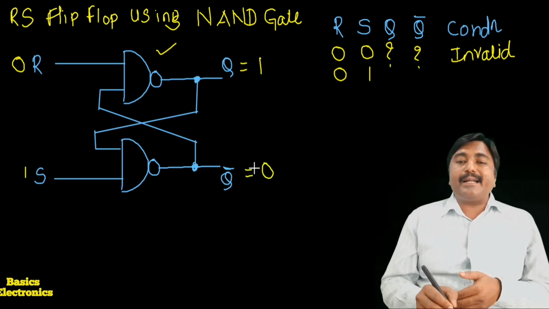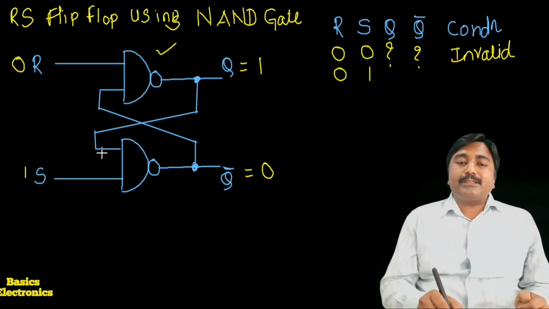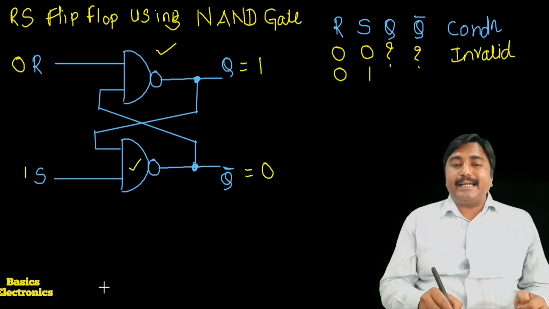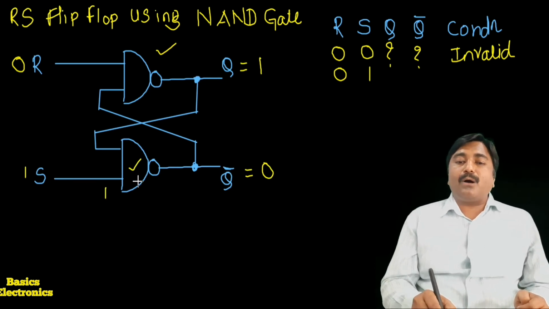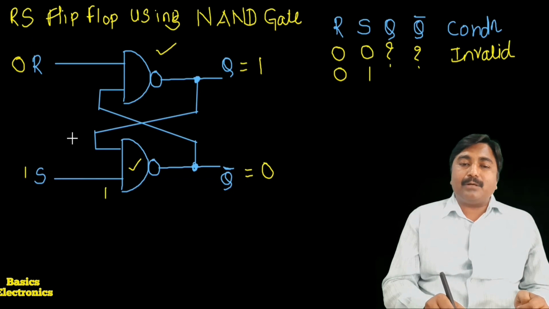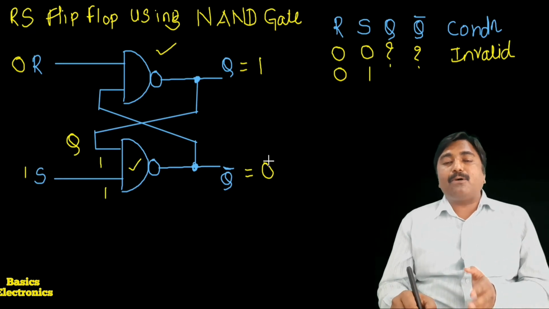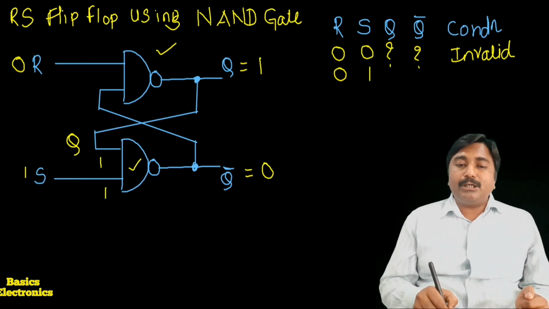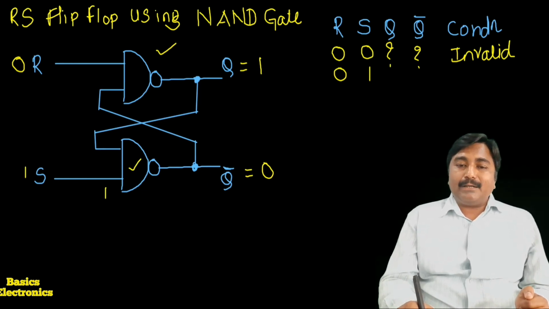Why do we get Q bar equals 0? See here, the inputs to the second NAND gate are S, which is equal to 1, and Q, which is also equal to 1. Both inputs of this NAND gate are 1, 1. So its output is equal to 0. It means we get the Q bar output equal to low.